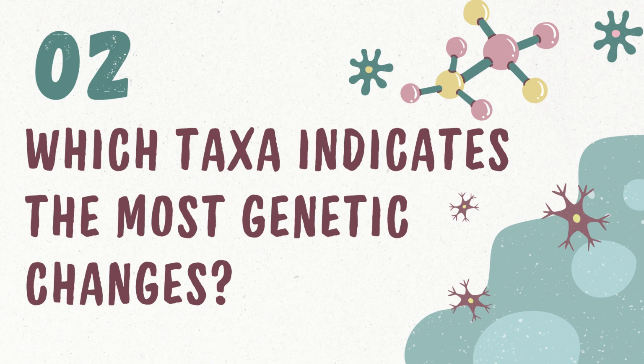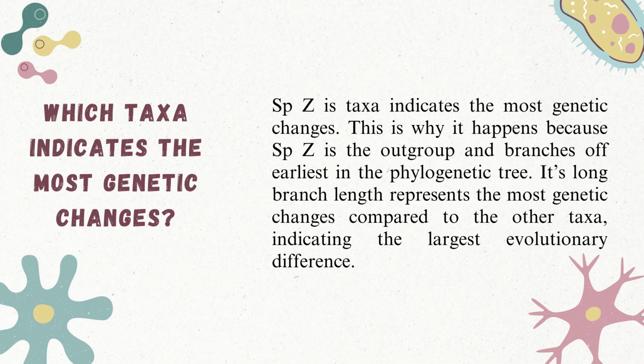The second question: which taxa indicates the most genetic changes? Species Z is the taxon that indicates the most genetic changes. This happens because species Z is the outgroup and the earliest branch in the phylogenetic tree. Its long branch length represents the most genetic changes compared to the other taxa, indicating the largest evolutionary difference.